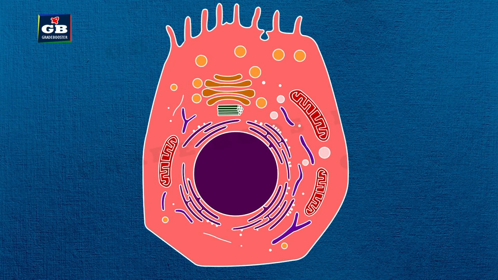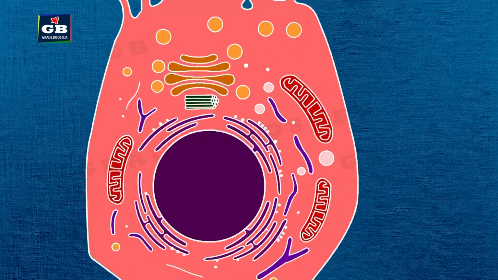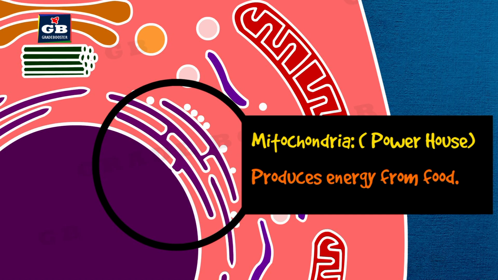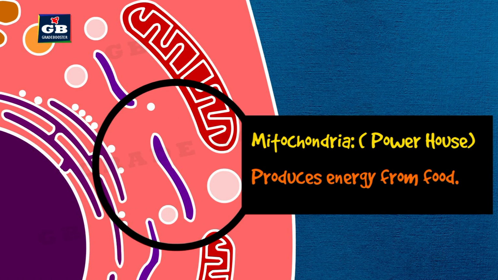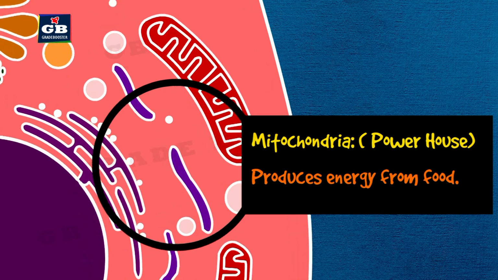Each of these organelles performs a specific function. Let's see the short details of each cell organelle. Rough endoplasmic reticulum. This is called protein factory because it makes new proteins. Smooth endoplasmic reticulum. This is called fat factory because it makes new fats.